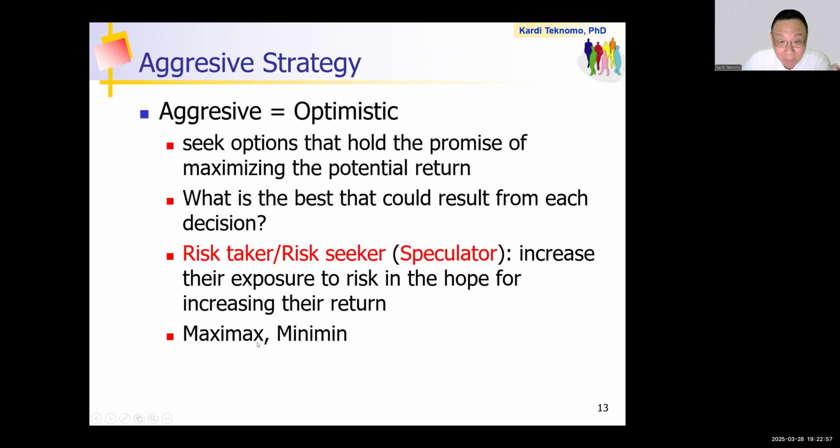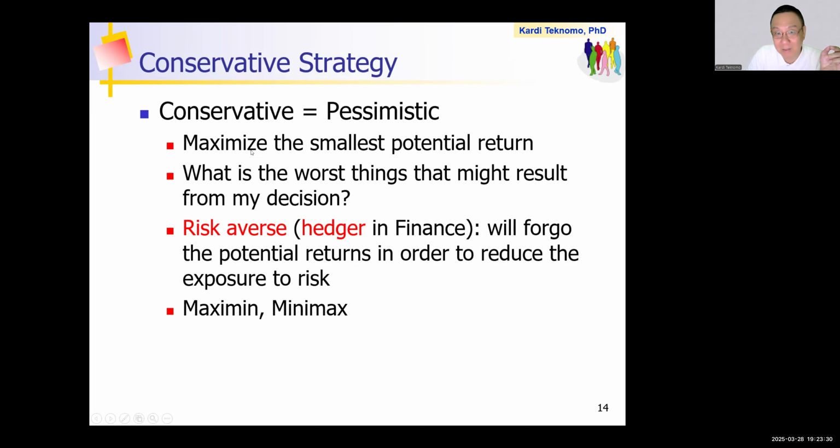Okay. The second type is conservative, or pessimistic. The majority of people are in this category. What you do is maximize the smallest potential return. You see here, maximin: maximize the smallest potential return. So you can ask like this: what is the worst thing that may result from my decision? Being pessimistic is not bad. Being conservative is not bad. In fact, the majority of people are risk averse. But they will forgo the potential return in order to reduce the exposure to risk. So the strategy is maximin gain or minimax loss. I will show you the meaning of maximin and minimax later.